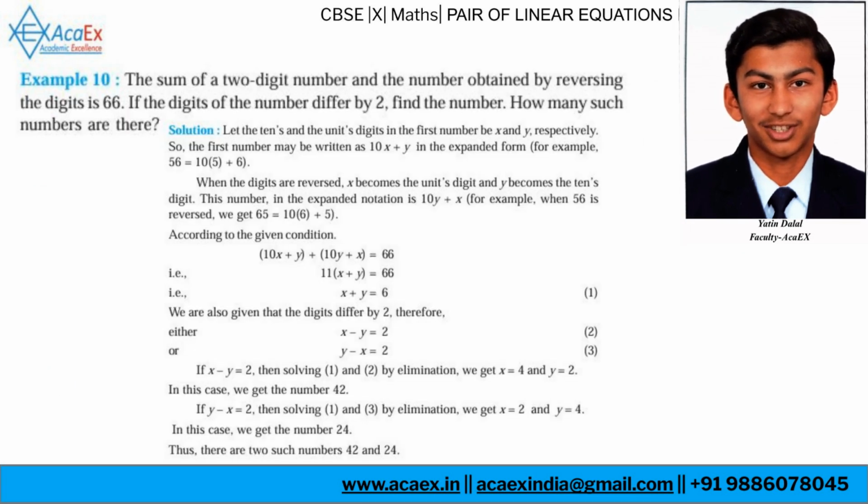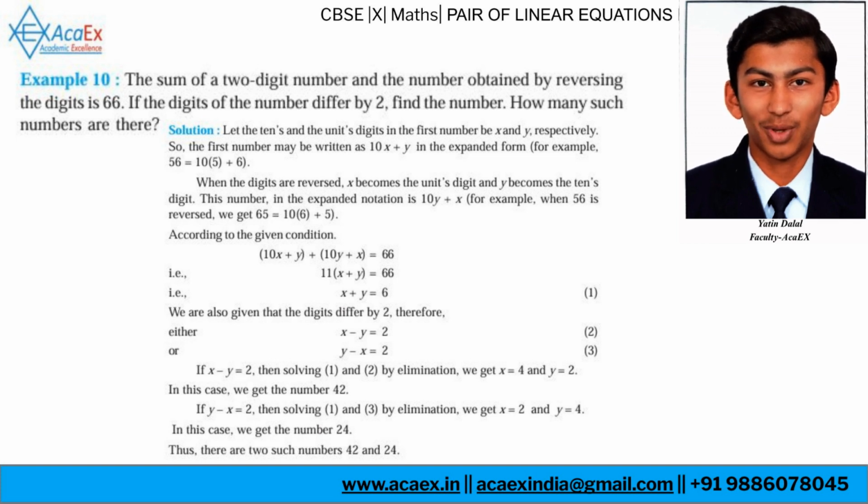Example 10. Two-digit number problem. The sum of a two-digit number and the number obtained by reversing its digits is 66. The digits differ by 2. Find the number. Let the tens digit be x and the units digit be y. The first number is 10x plus y. The reverse number is 10y plus x. The first condition gives the equation x plus y equals 6. The second condition gives two possibilities, either x minus y equals 2 or y minus x equals 2.